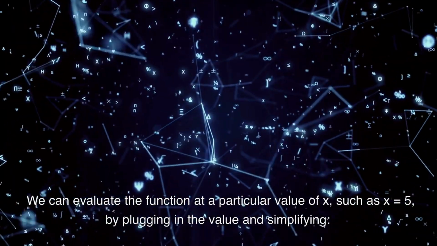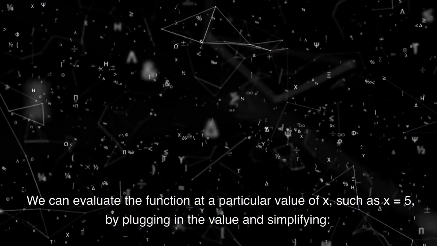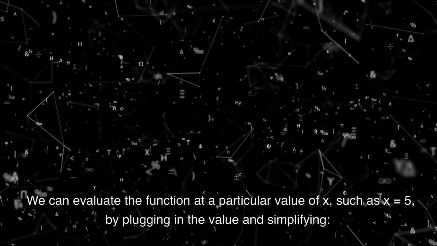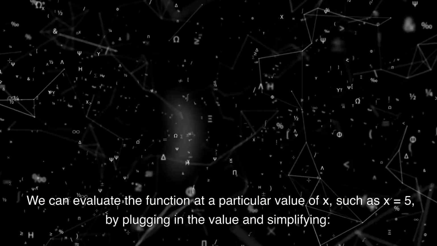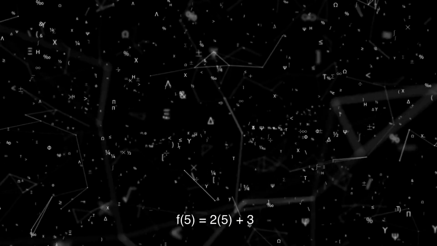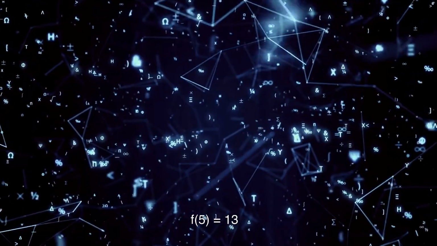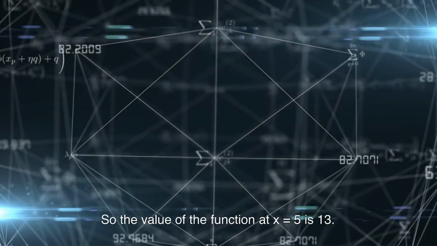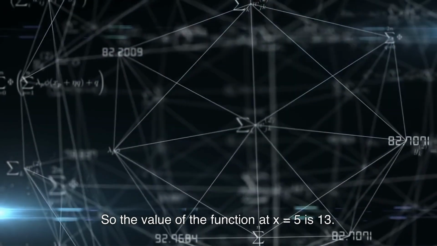We can evaluate the function at a particular value of x, such as x = 5, by plugging in the value and simplifying. f(5) = 2(5) + 3. f(5) = 13. So the value of the function at x = 5 is 13.